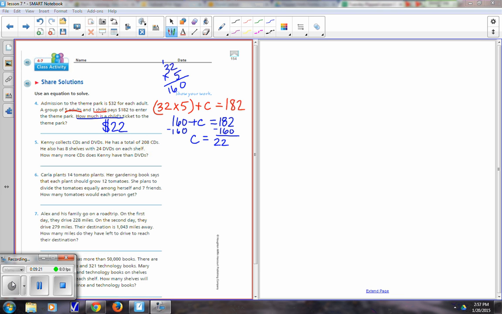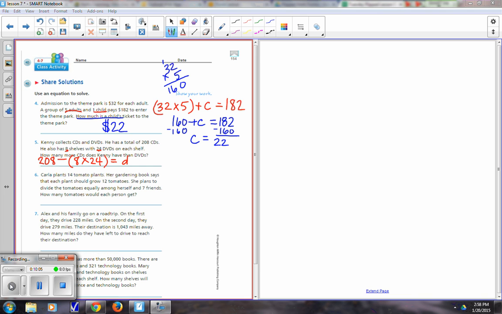Well, what do I need to figure out first? I know how many CDs he has, so I'm going to take 208. And I need to subtract because it's saying how many more CDs. So that tells me he must have more CDs, so I'm going to put that number first. 208 take away 8 times 24, because that's the 8 shelves with 24 DVDs on them. That'll tell me how many DVDs there are. And this will tell me the difference. And I said D for difference because it should be how many more CDs. So go ahead and do that math, and that one's going to be on your form.